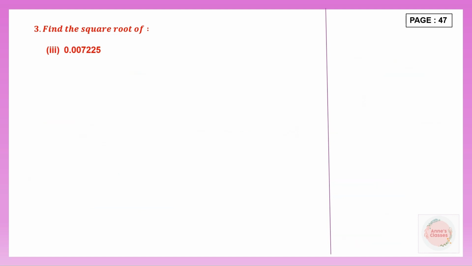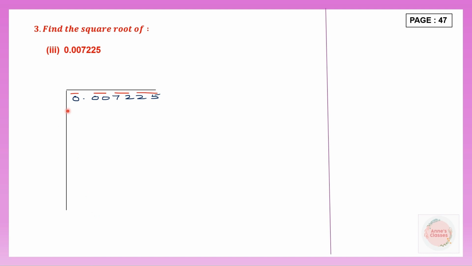Question 3. So let's begin this question. Let's find the square root of this number. So we have 0.007225. So let's begin by pairing the numbers. So the decimal part we pair from left to right. So here we have one pair and one pair. This side we do it the other way.